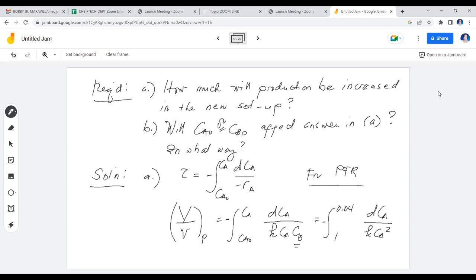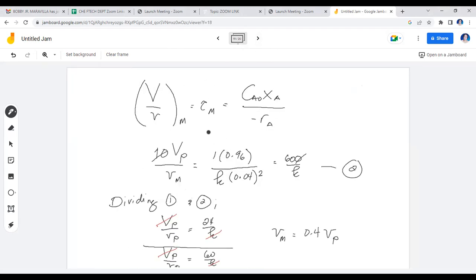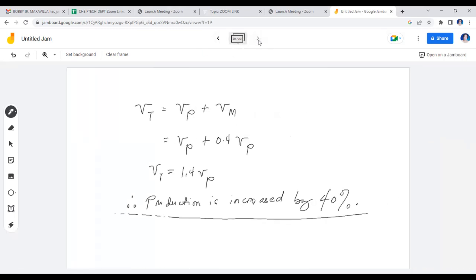Nika says no. So the answer actually is no, because if you look at the equations that you worked on, this is the first equation and this is the second equation that you worked on. When you try to get the ratio of the two, you notice there aren't any initial concentrations appearing here. What is just left is the conversion.